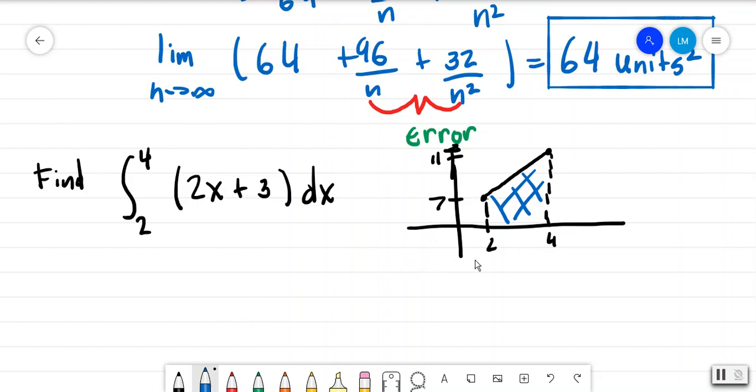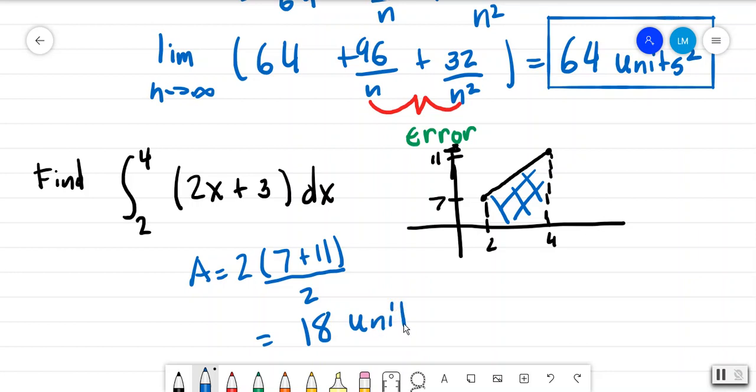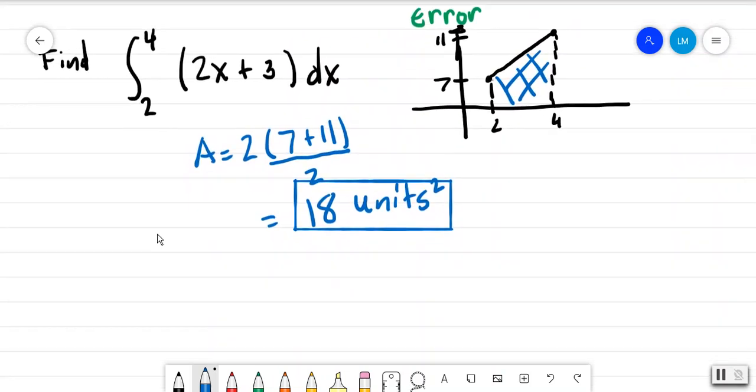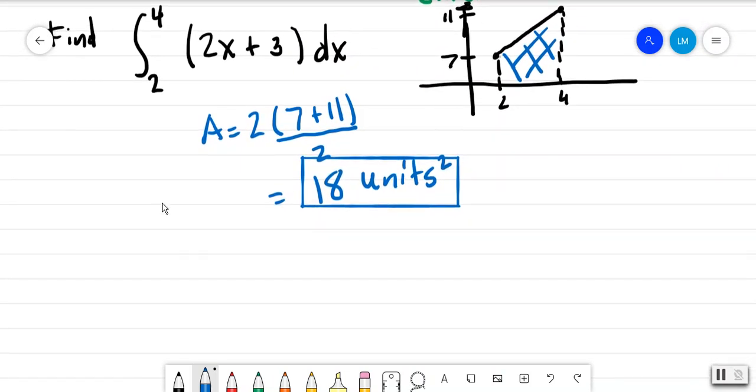So essentially the area is going to be 2 multiplied by 7 plus 11, but all of this is divided by 2, which in this case gives us 18. 18 what? 18 units squared. So notice that using geometry was actually pretty useful because we could just say, okay, that's just 18 units squared.